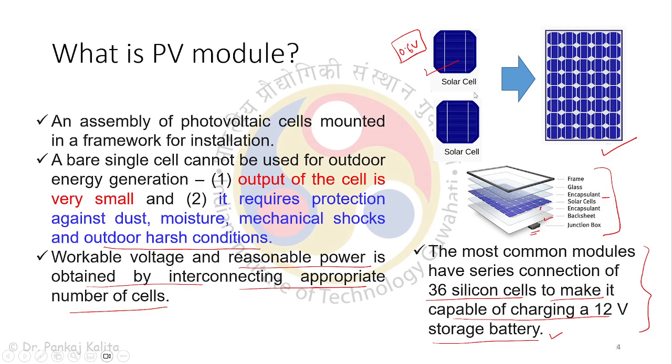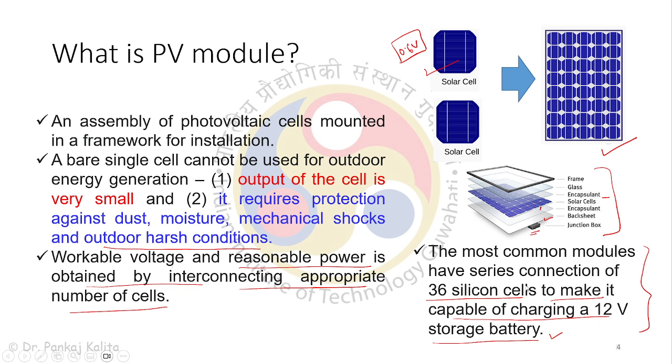Now coming to the PV module. So solar cells combined together form a module. So it's basically a series and parallel combination of these solar cells. And what is the effect of combining these solar cells in parallel and series, that will be learned in this particular lecture. Okay, so as you know, the bare single cell cannot be used for outdoor energy generation because output is very small for a particular cell. So for workable voltage and reasonable power, we have to interconnect an appropriate number of cells.